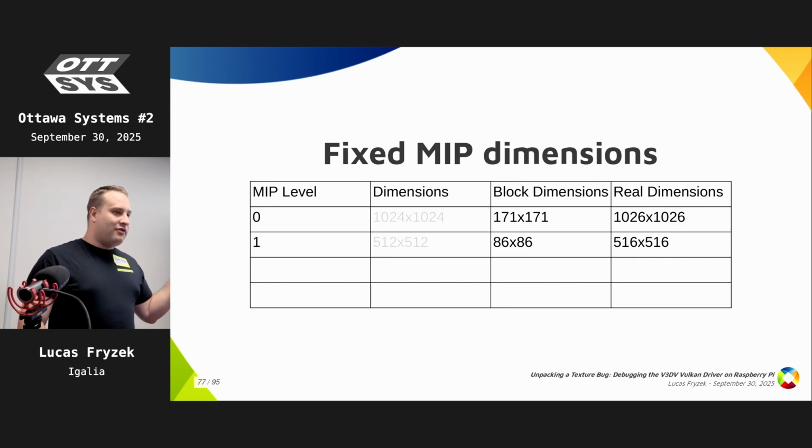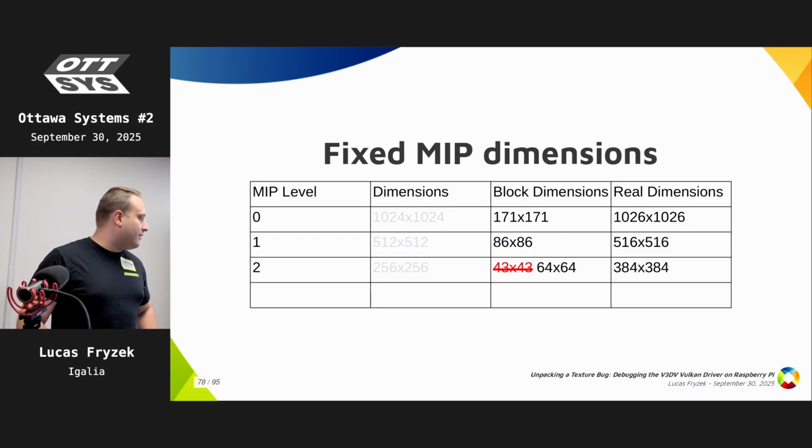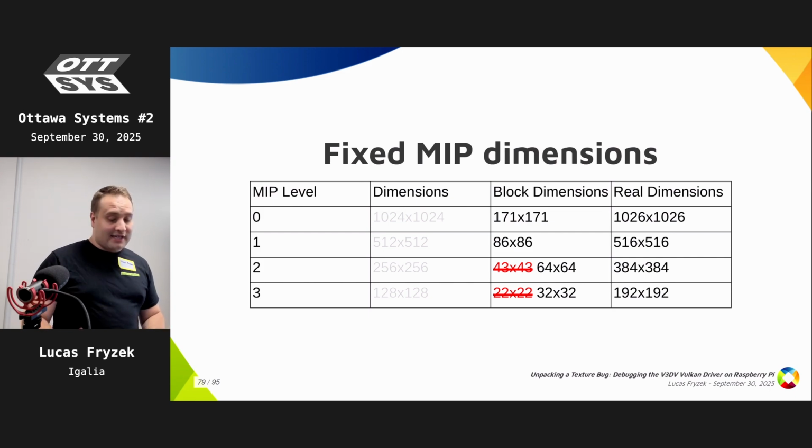Well, level 0 and level 1 don't need to change. They don't need padding according to the comment, but level 2 does. So if we do that, instead of getting a 43 by 43 block dimension, we'll now have 64 by 64 block dimensions, which substantially increases the number of real pixels being padded from 256 to 384 in each dimension. And then we could do the same thing on the third. We go from 22 by 22 to 32 by 32, which again increases pretty substantially the amount of padding. So if this is the issue, it could explain why we're seeing so much purple in the texture and why we had things overlapping. There's a lot of padding that seems to be missing out here.